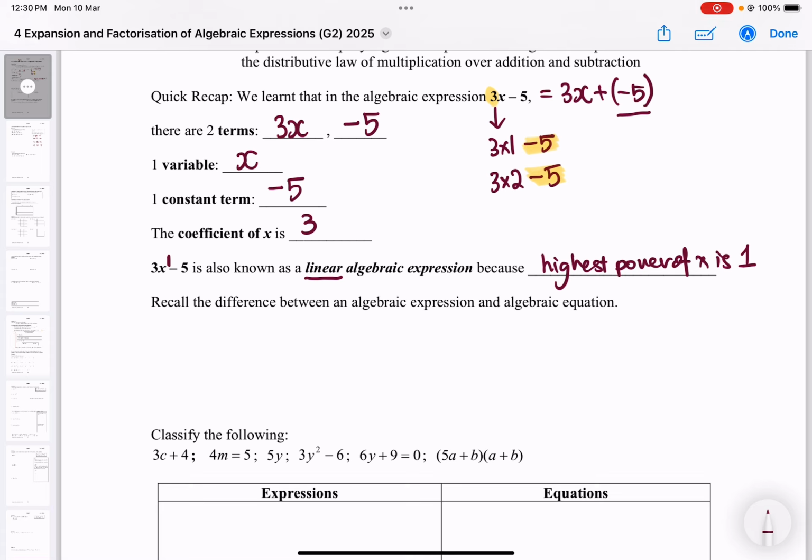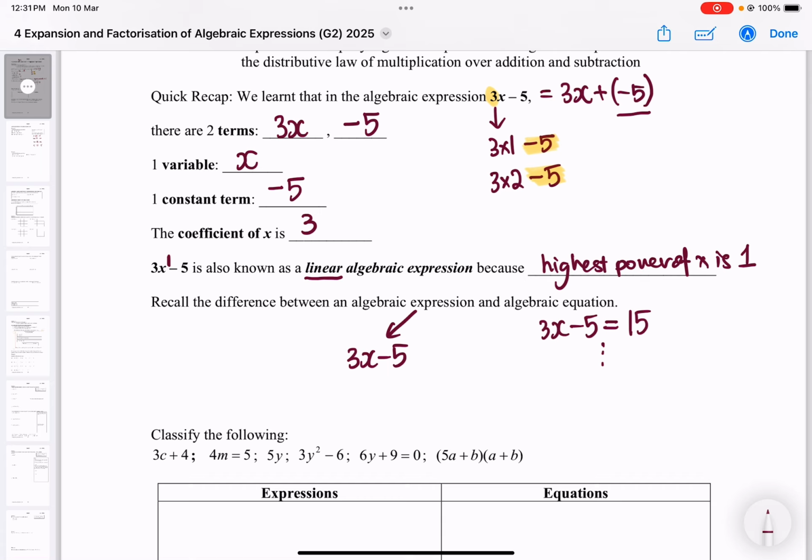Whereas an algebraic equation means I know that 3x minus 5 is equal to some value, for example, maybe equal to 15. Then from here, I can solve for x. So there's one value of x that will satisfy this equation. So in simple words, in an expression, you will see that there's no equal sign. It's just a combination of mathematical operations put together.